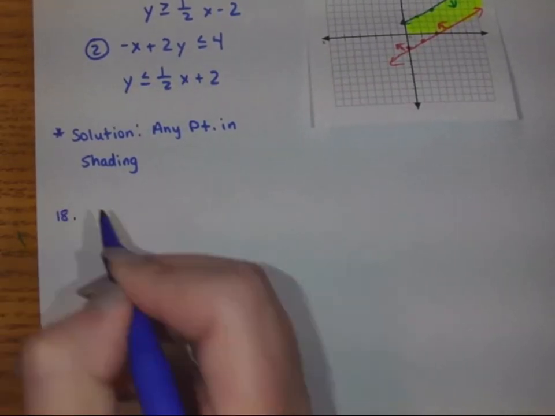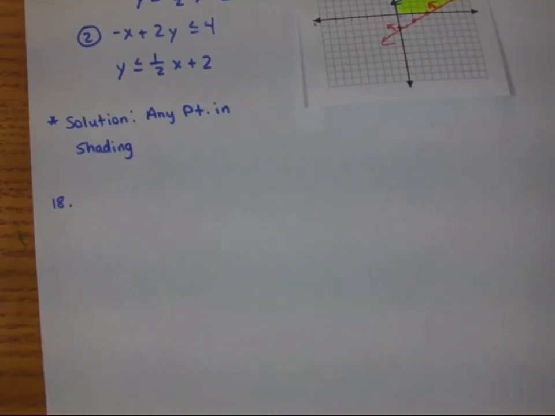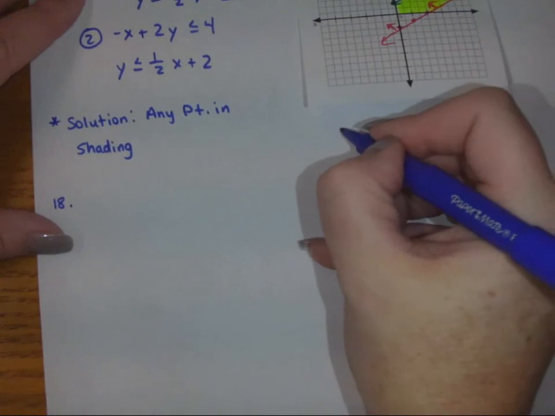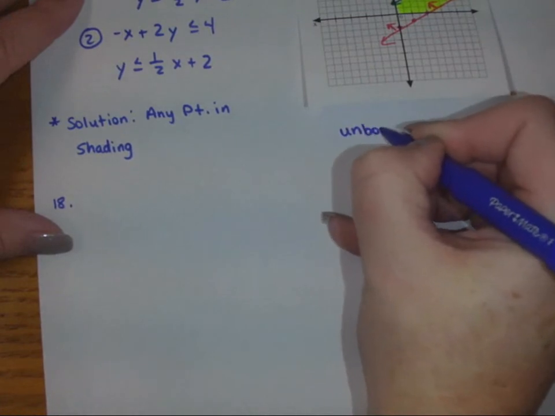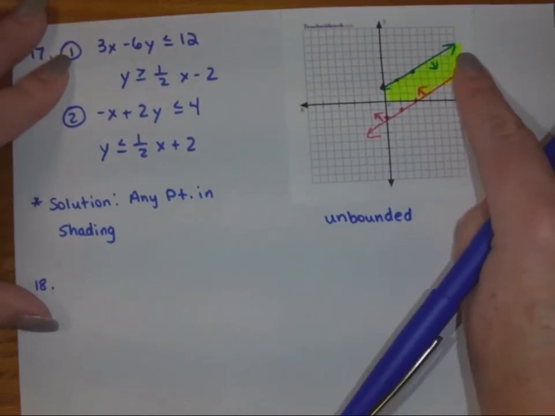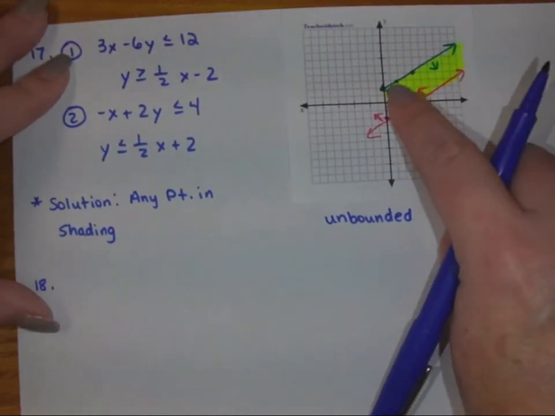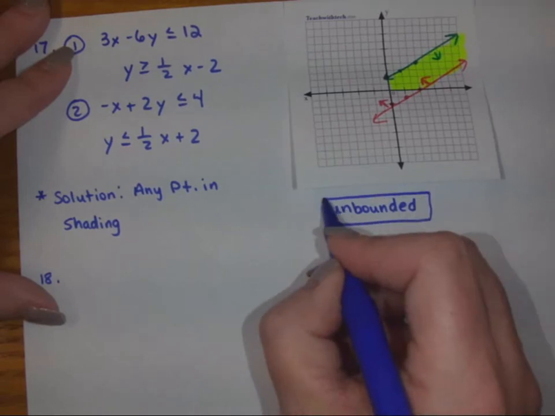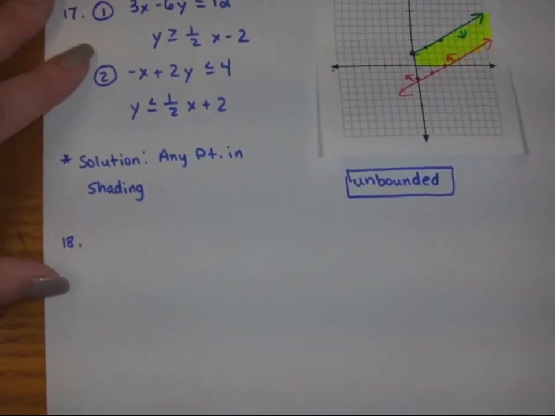Number 18. Oh, by the way, number 17 also asked whether it's bounded or unbounded. And notice this is unbounded because it goes on forever here. Like this shading here would continue. So it's bounded here on these corners, but it's not bounded over here. So if it's unbounded anywhere, it's considered to be unbounded.